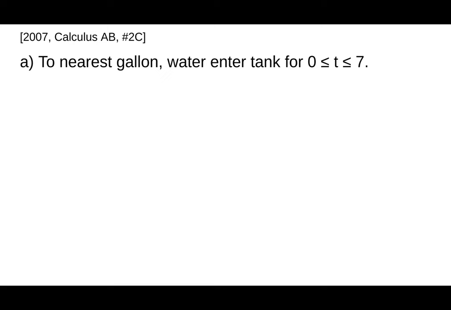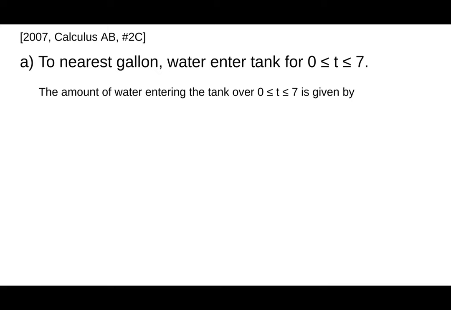We have the graph of these two functions overlaid with one another so we can see their graphs one on top of the other. We're also given in the question stem the two locations for t where the two graphs intersect, and we know that at t equals 0 there are already 5,000 gallons in this tank. So in question A, we are asked to the nearest gallon how much water is entering the tank for t equals 0 to 7 hours.